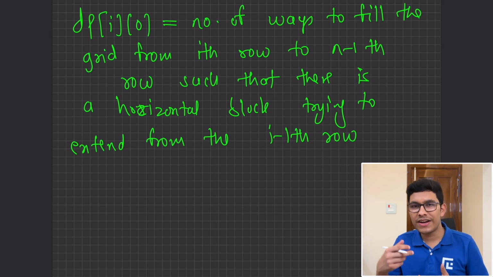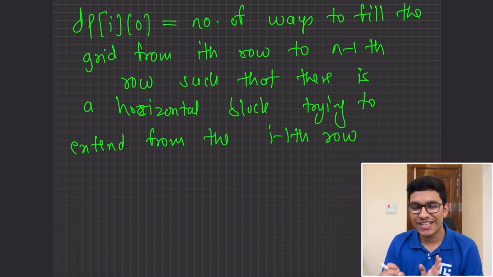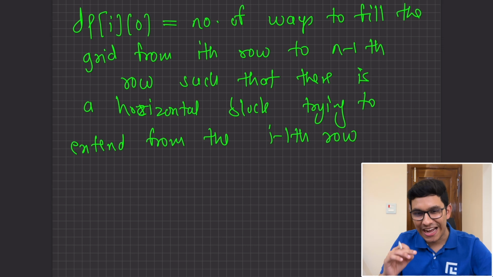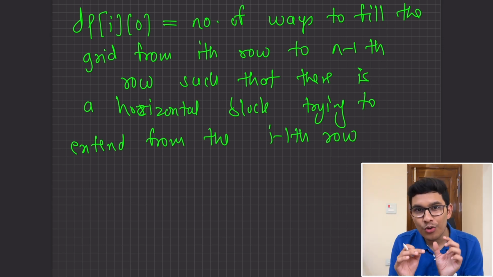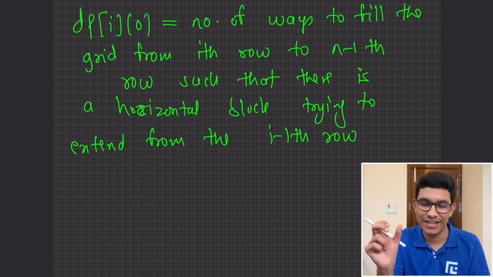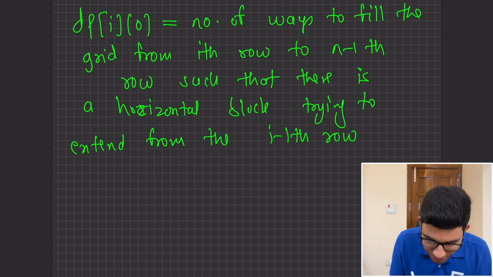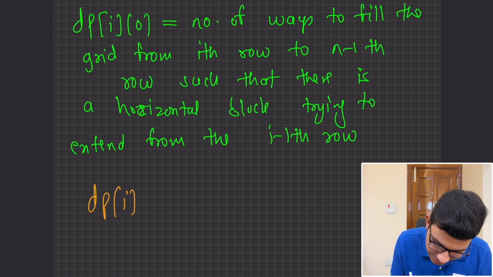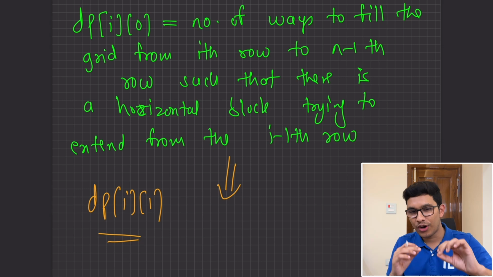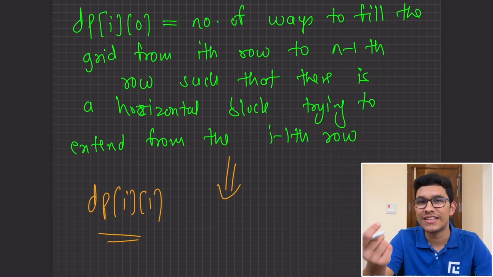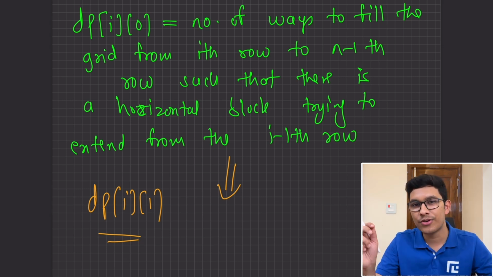Now, similarly, you could define the other state, dp of I comma 1, which just means the number of ways to fill the grid from the ith row to the n minus 1th row, such that there are two vertical cells trying to extend from the I minus 1th row, right? I'm not going to write it again here. You could just replicate the same thing and assume that instead of a horizontal cell trying to extend forward, there are two vertical cells trying to extend forward, right? So this is going to be the entire state.